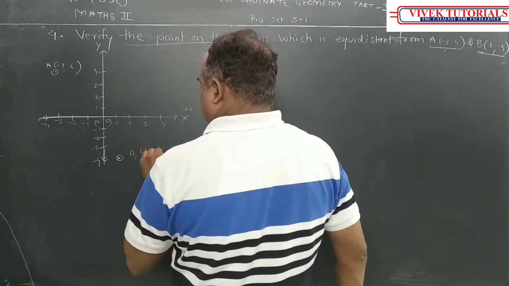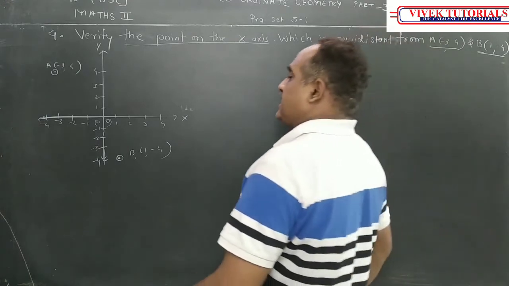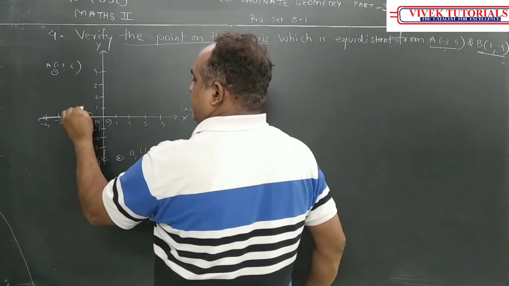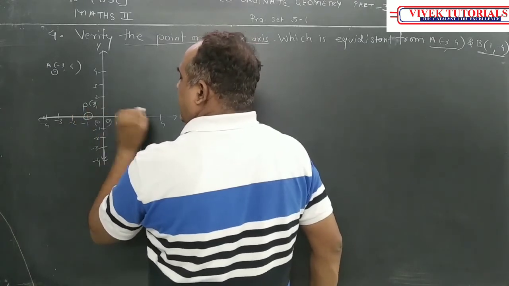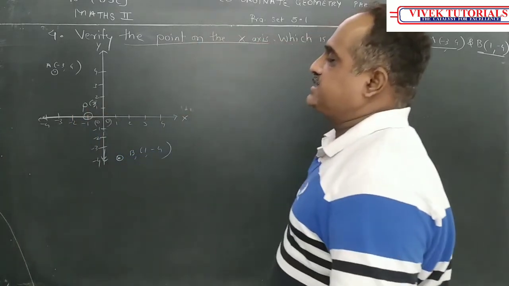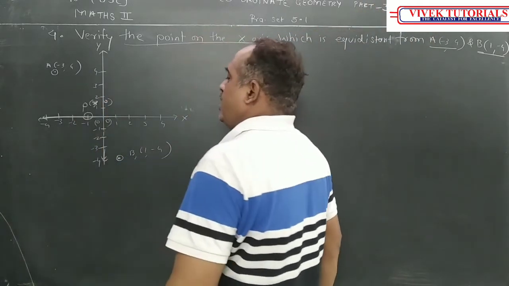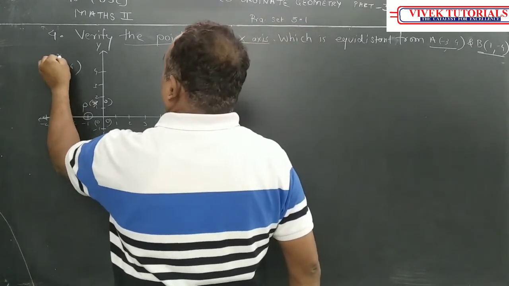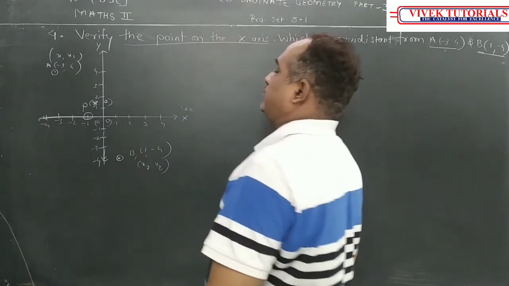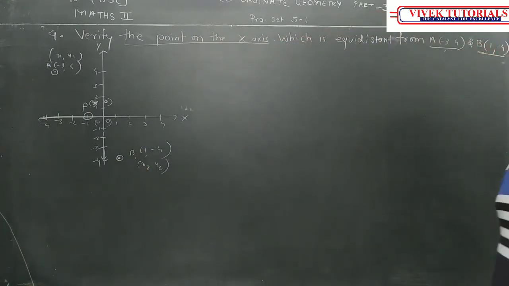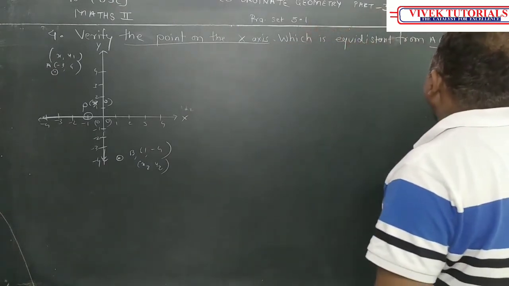1, -4. We have to find any point on the x-axis. Any point on the x-axis, say P, its coordinate is x, correct? x is there, but all points on the x-axis have y coordinate 0. So I will write it as x only. For this I will take x1, y1, and here I will take x2, y2. Are you getting it? And we have to prove that they are equidistant from A and B.